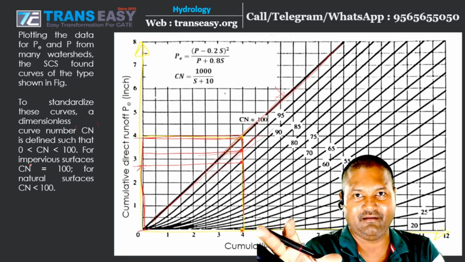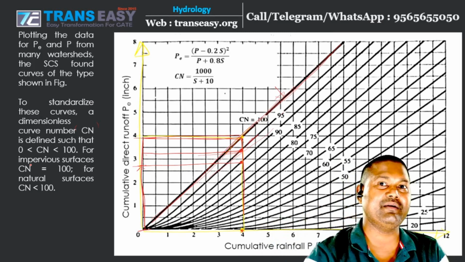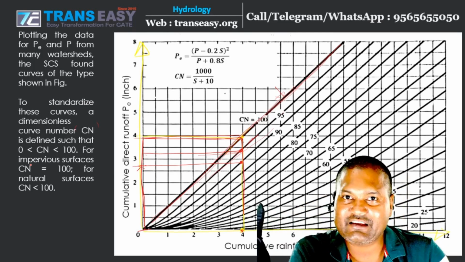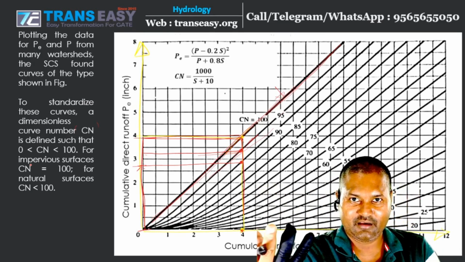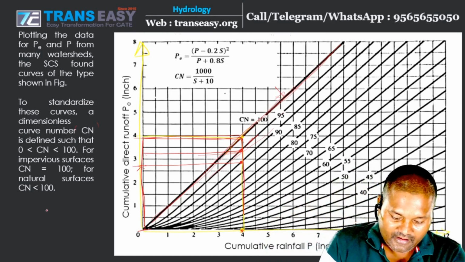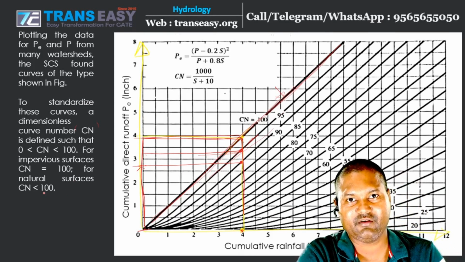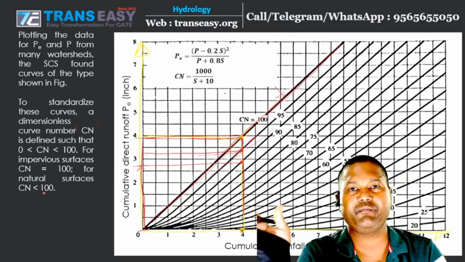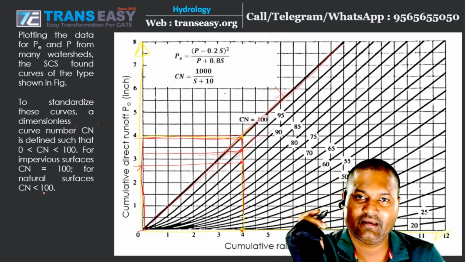Infiltration is less or nil for that watershed. Higher curve number means we'll get higher excess runoff. Lower curve number means infiltration is higher, so we'll get lower excess runoff. Okay. So curve number 100 for impervious surface to water, infiltration will be 0 and all precipitated water will be available in the form of excess runoff.